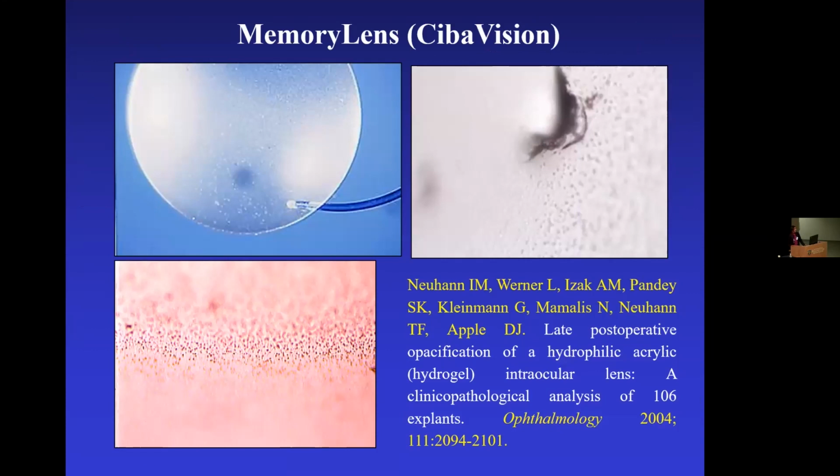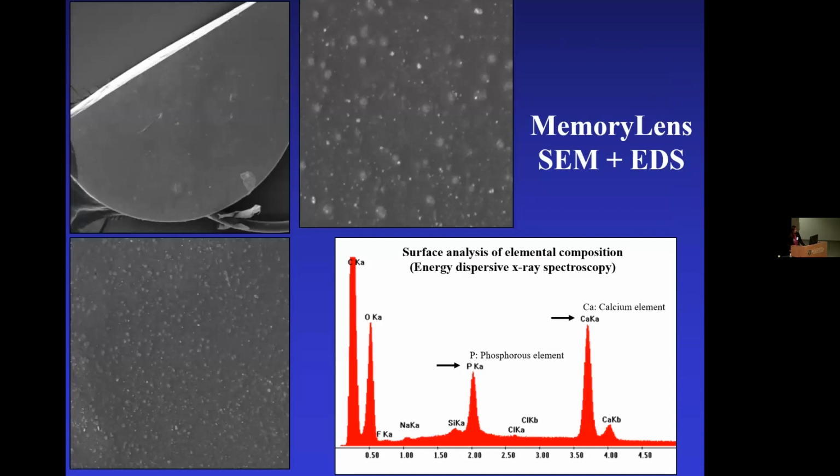So then later, there was a large-scale problem with this lens named Memory Lens by a company named SivaVision. Many of these lenses were explanted because of that. And with this lens, there was usually a thin granularity covering the optical surfaces, as you can see here, confirmation with alizarin red staining. And here you see the confirmation again showing calcium and phosphorus in the composition of the deposits.